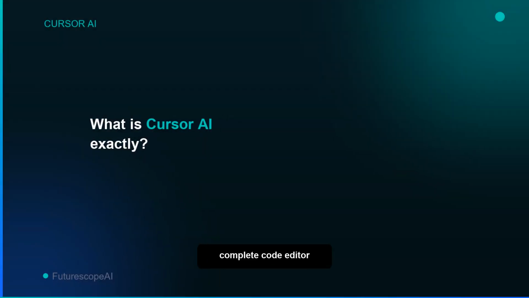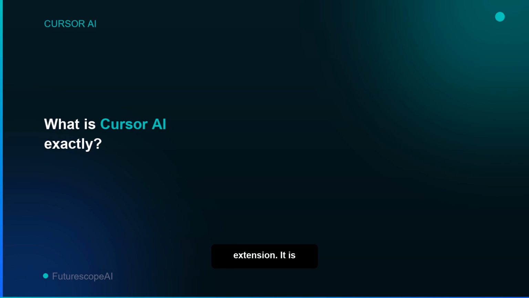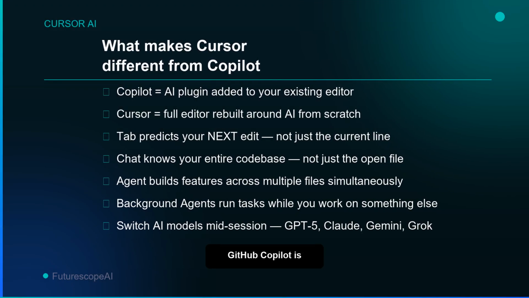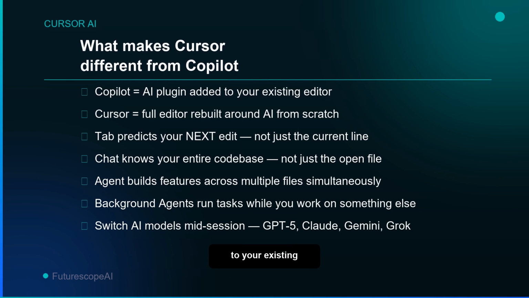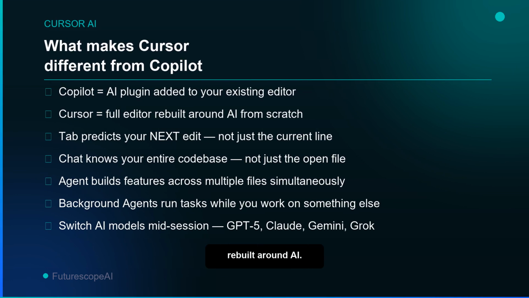Cursor is a complete code editor, not a plugin, not an extension. It is VS Code rebuilt from the ground up with AI at the core. Unlike GitHub Copilot, which adds AI on top of your existing editor, Cursor redesigned the entire editing experience around AI. Every action, autocomplete, chat, editing, refactoring, is AI aware from the start. GitHub Copilot is a plugin added to your existing editor. Cursor is a full editor rebuilt around AI.